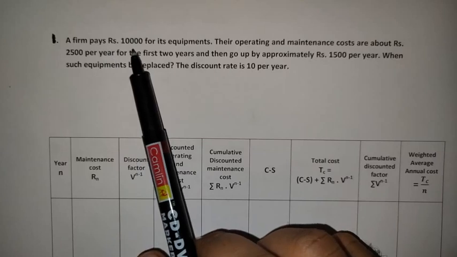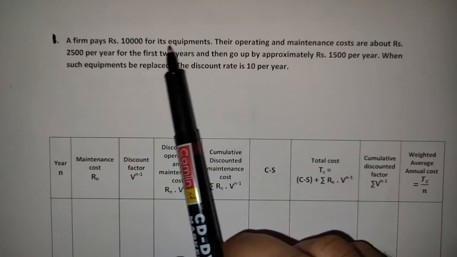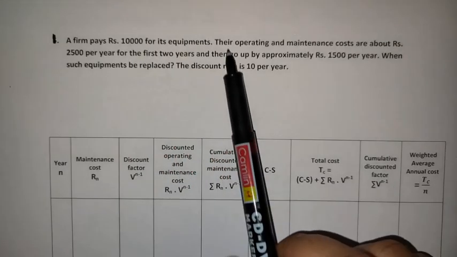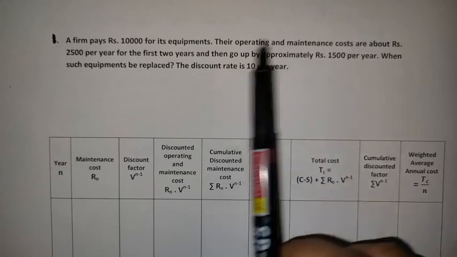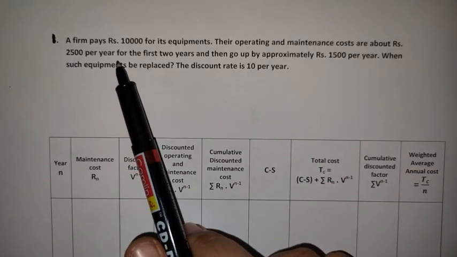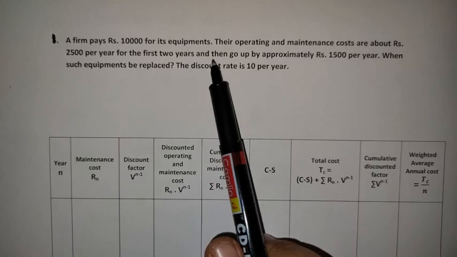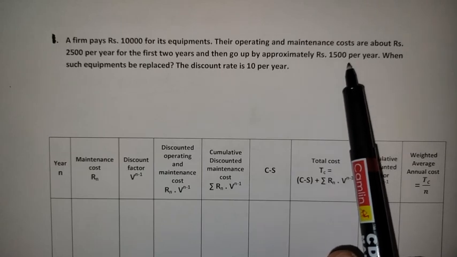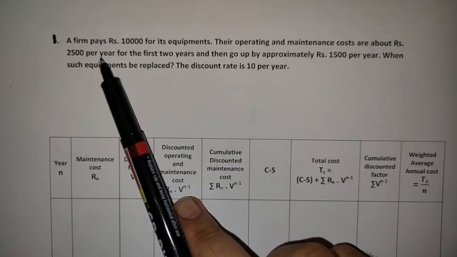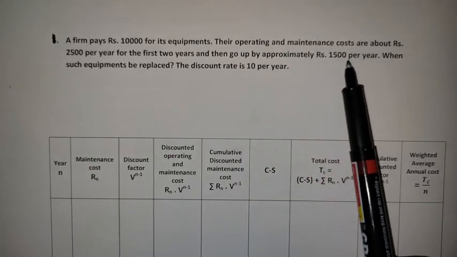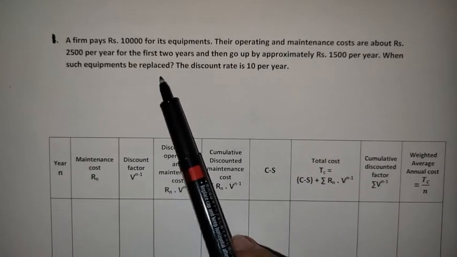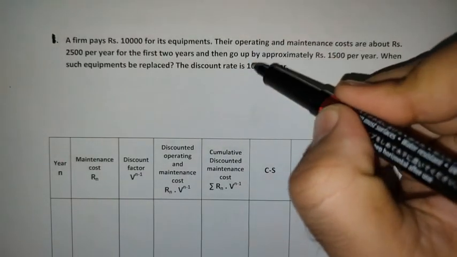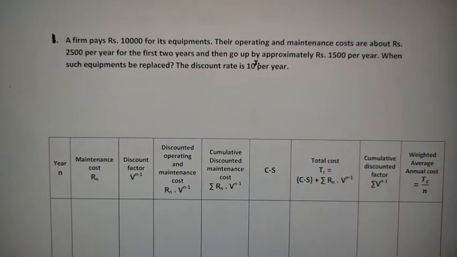A firm pays 10,000 rupees for its equipment. So that means the cost of the equipment is 10,000 rupees and their operating and maintenance costs are about 2,000 rupees per year for the first 2 years and then go up by approximately 1500 rupees per year. So for the first 2 years the maintenance cost is 2500 rupees and later onwards 1500 rupees is increasing per year. When should such equipment be replaced, and the discount rate is 10% per year.